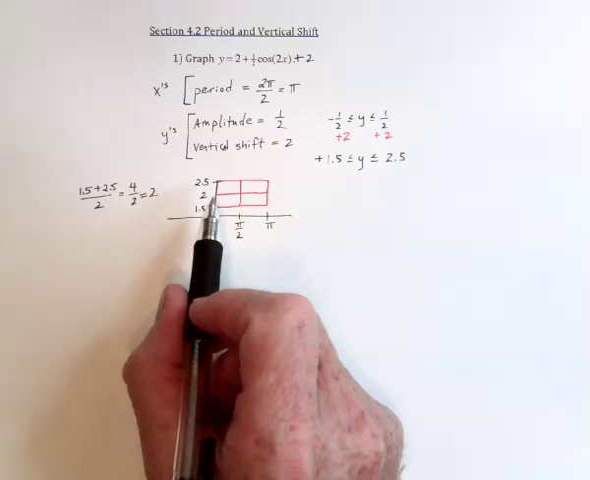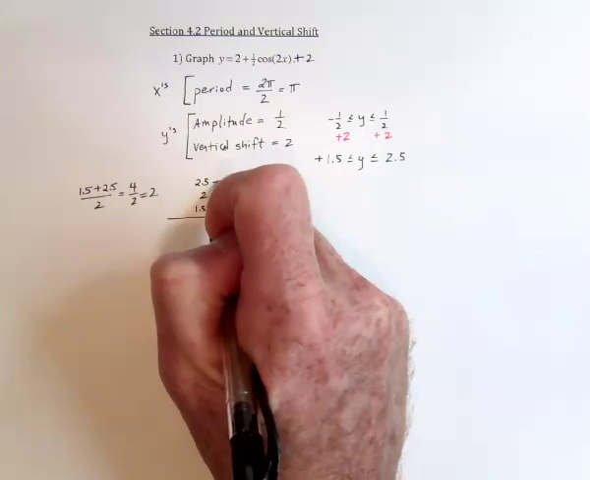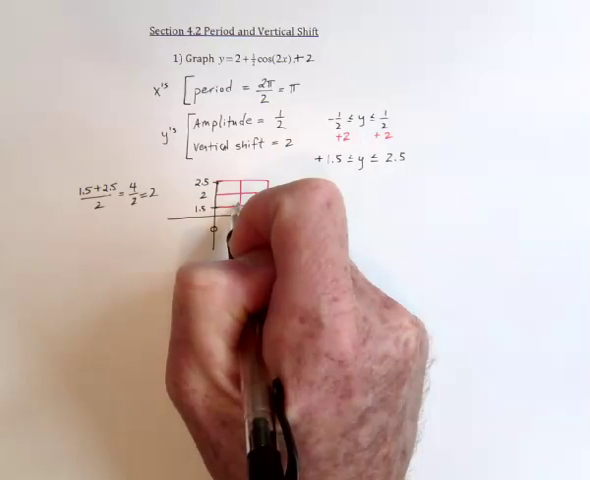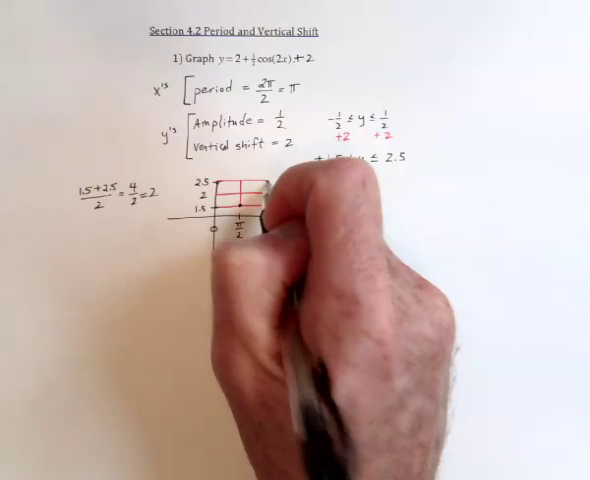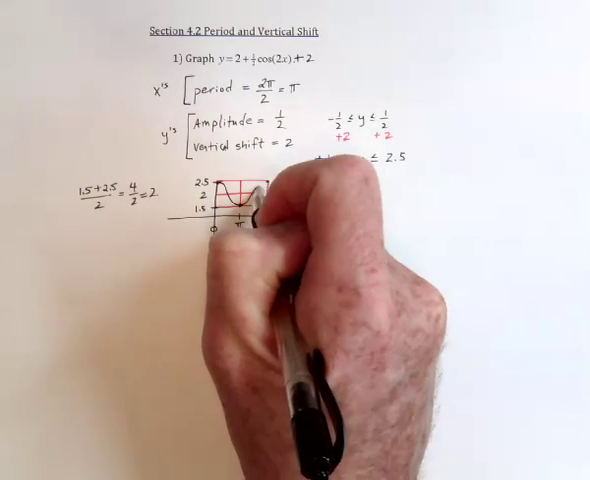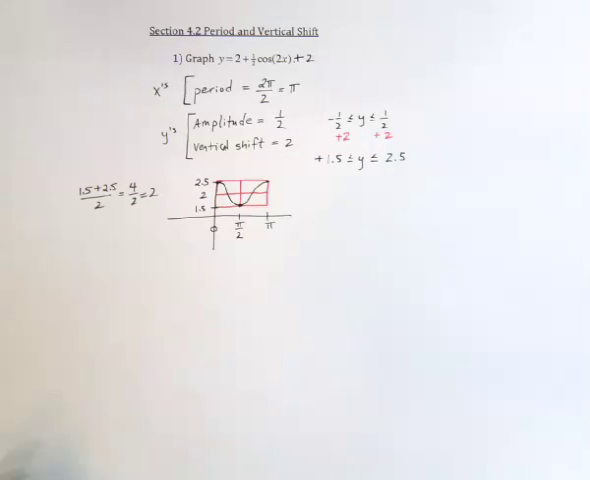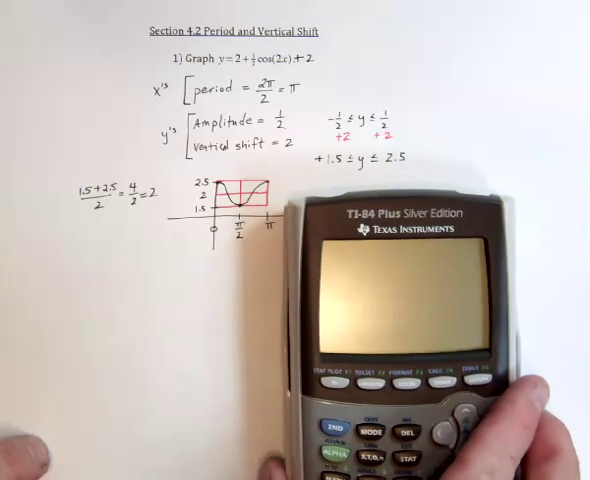So now we just need to draw cosine in here, and it's positive cosine, which cosine starts at the top. By the time it's in the middle of the graph, it's at the bottom, and then it goes back up. So it's going to be like this. And then of course I'd like to graph it and double check.